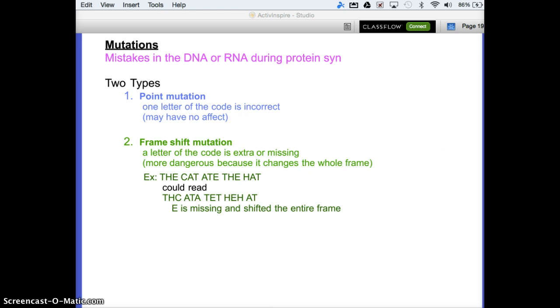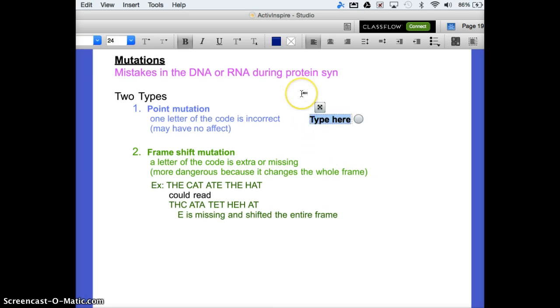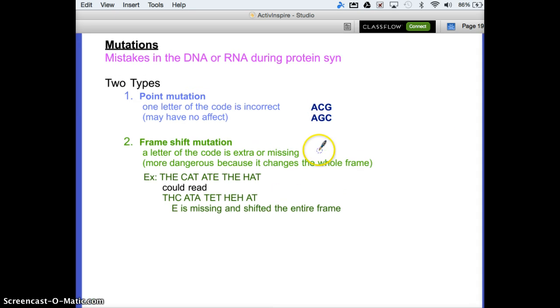So, for example, if the code is ACG, then you might end up with AGC, and I'll type it here for you so you could see it. ACG, the corresponding bases might be AGC, and as you know, the mistake would be right here.